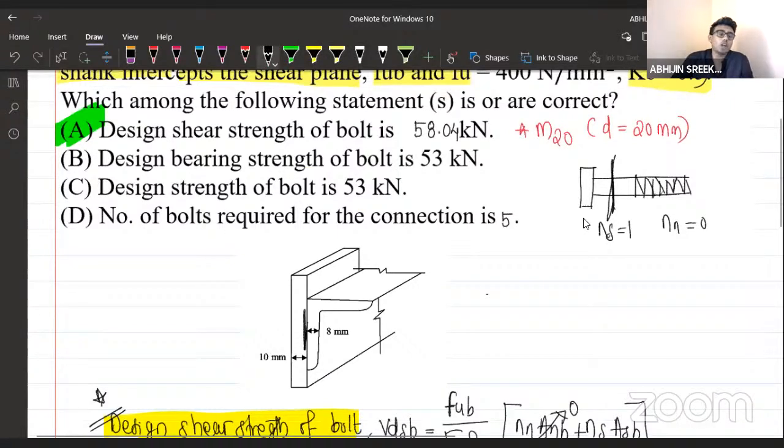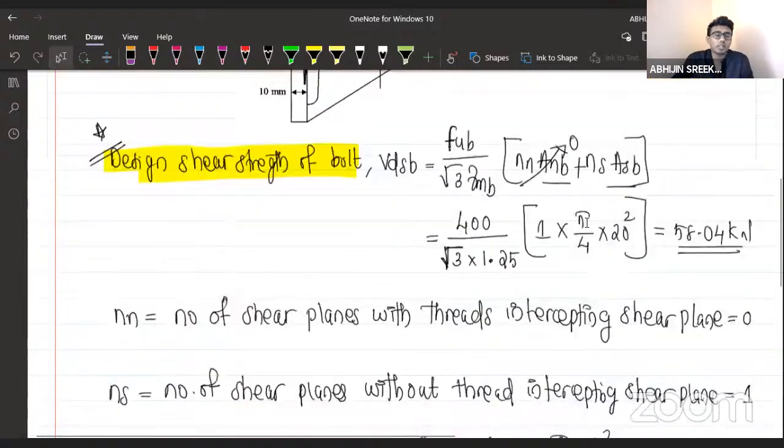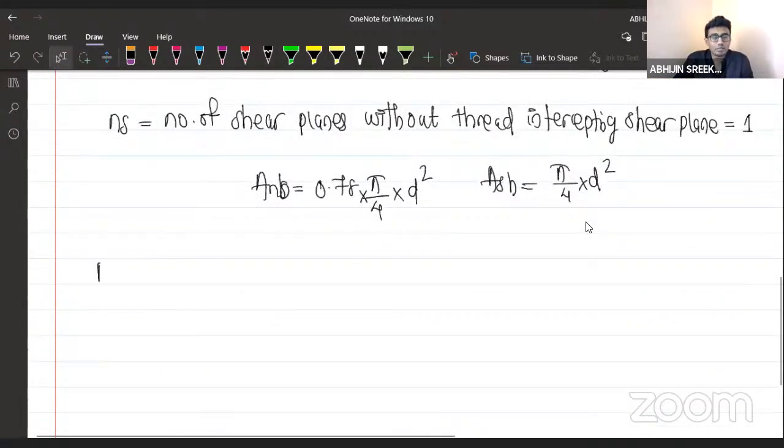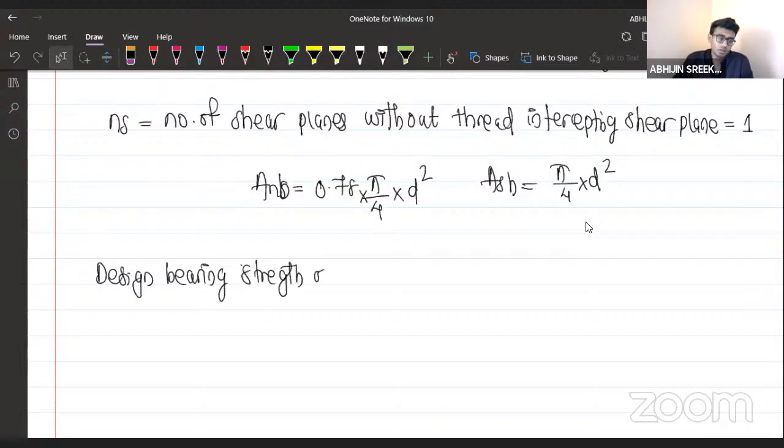Tell me about option B. Let's go with option B, design bearing strength of the bolt. Tell me the equation for calculating the design bearing strength. How to calculate the design bearing strength of the bolt? Exactly, right answer.